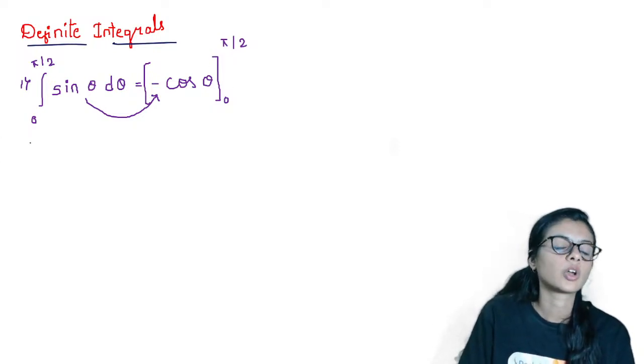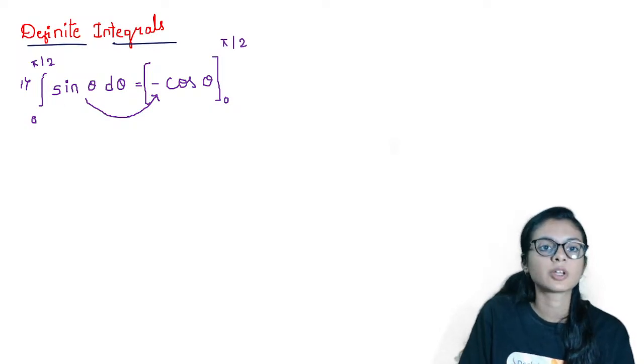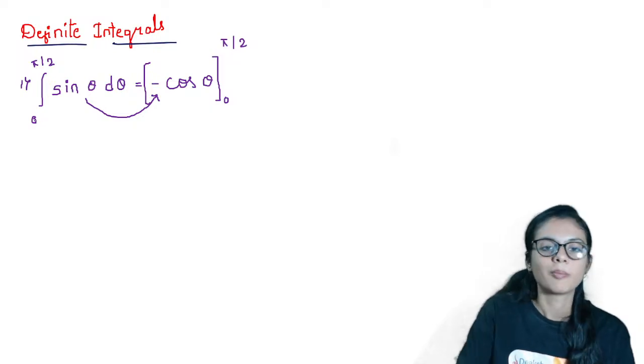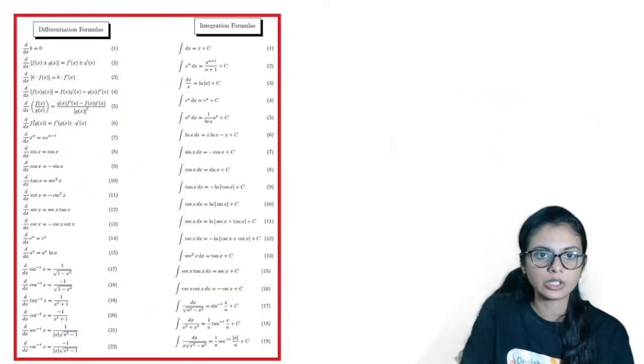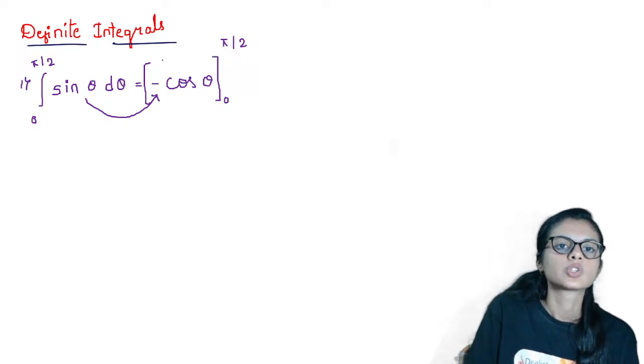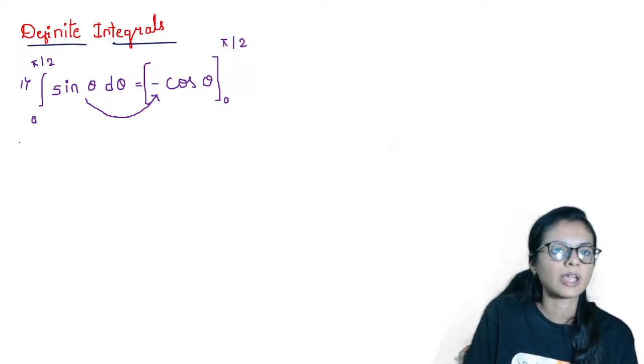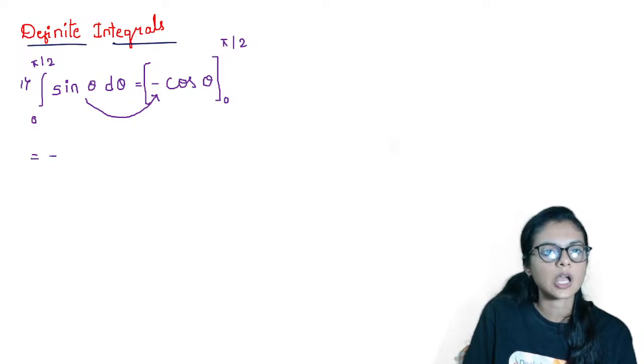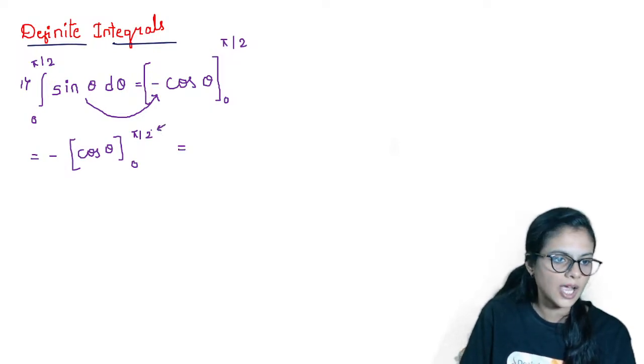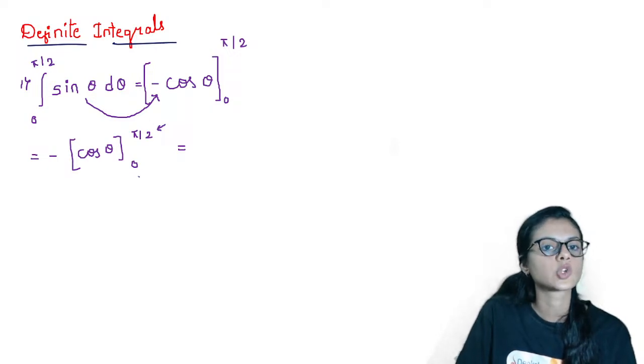Sorry, we will not use plus c here because it is a definite integral. In definite integrals, using plus c is not required, but in indefinite integrals, you should use it. So it is minus cos theta from 0 to pi by 2. I will take the minus outside. So inside we have cos theta from 0 to pi by 2. The thing present on the upper side is called the upper limit and this is the lower limit.